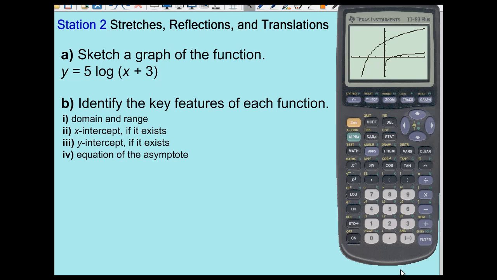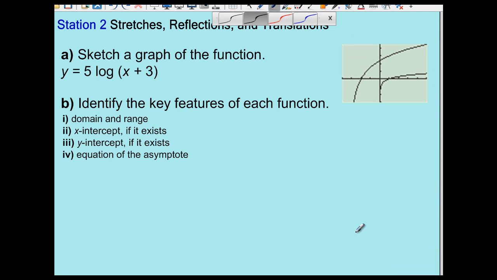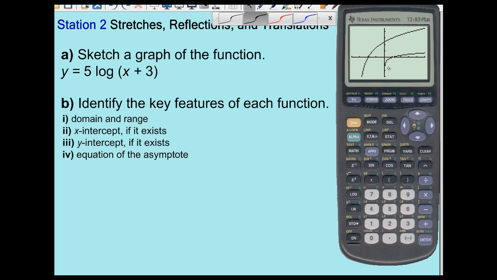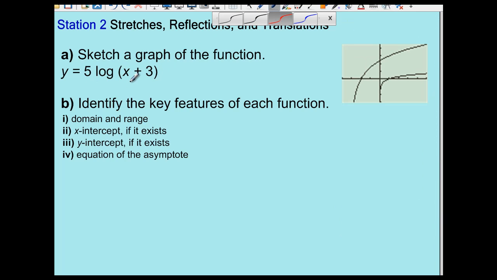Okay, so I've sketched each of the graphs into the graphing calculator, and we can see the first graph right here is our common log of x crossing through 1 and 0. And here is our transformed graph. So let's just see if this makes sense. From the equation, this graph should shift to the left 3 units and have a vertical stretch by a factor of 5. So does it look like this graph has been stretched vertically?